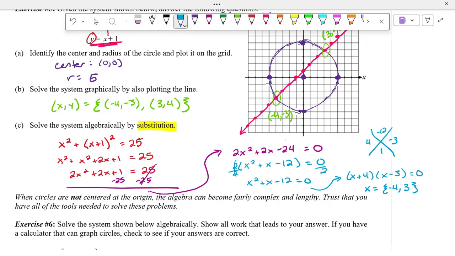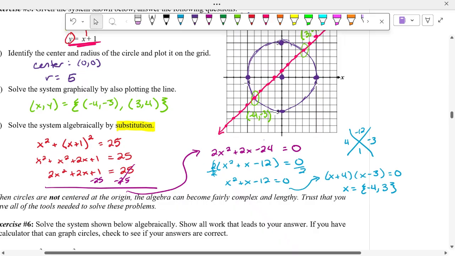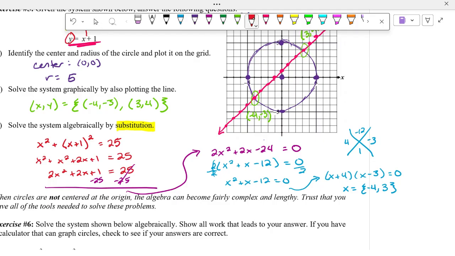Now, those are our x values, so to get our y values, we have to do what? Plug it back into one of the functions. I highly recommend the linear one because all you got to do is add 1 to them. So y would equal negative 4 plus 1, so that is negative 3. And y would equal 3 plus 1, and that's 4. So when we solve it by substitution, we get the exact same answer that we got when we solved by graphing.